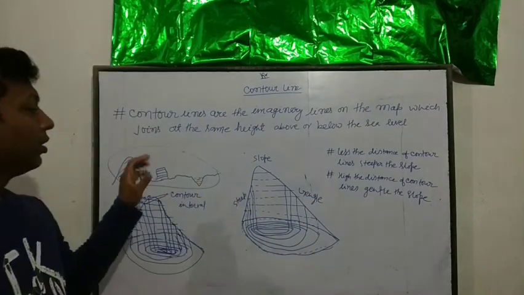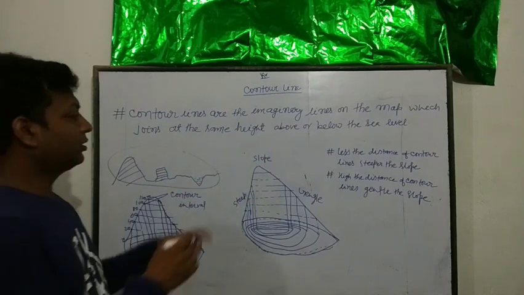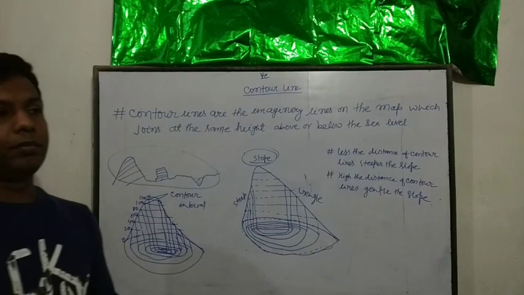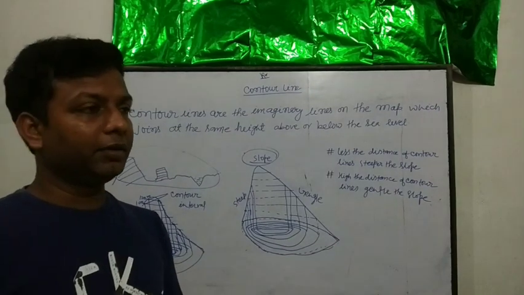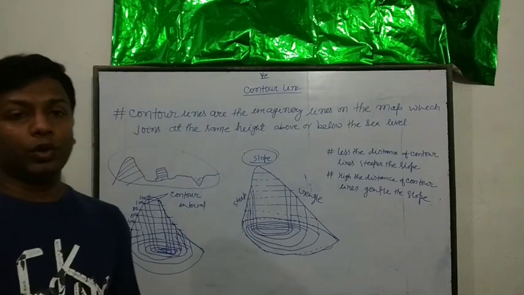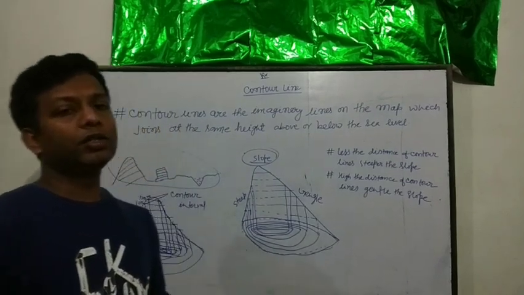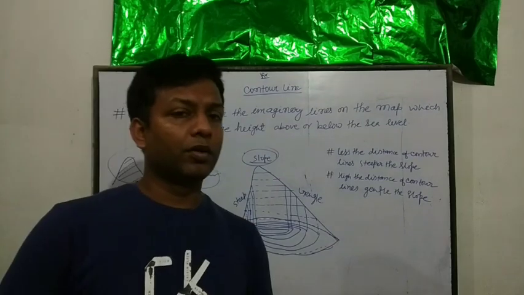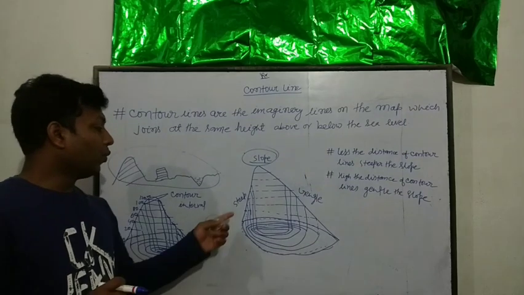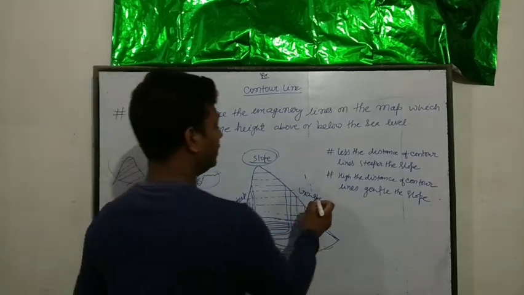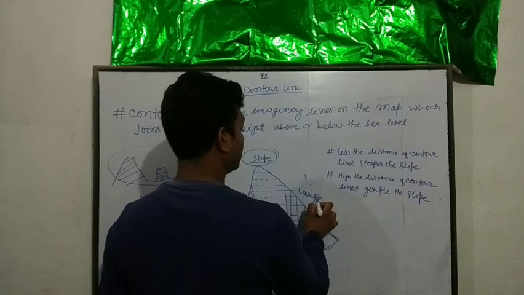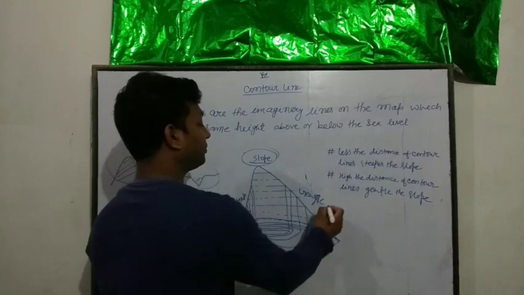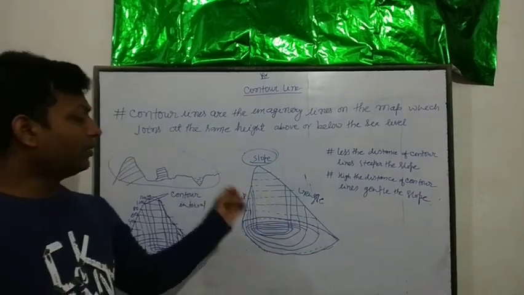So what we are going to discuss is slope on a contour line, because it is a matter of height and depth. Two types of slope we quite often find here. One is steep slope and second is gentle slope. So steep slope and gentle slope.